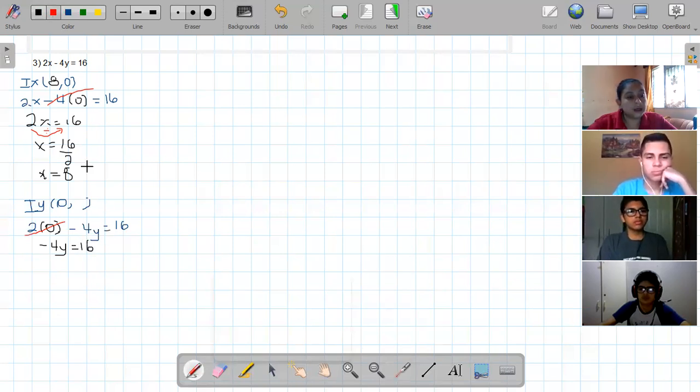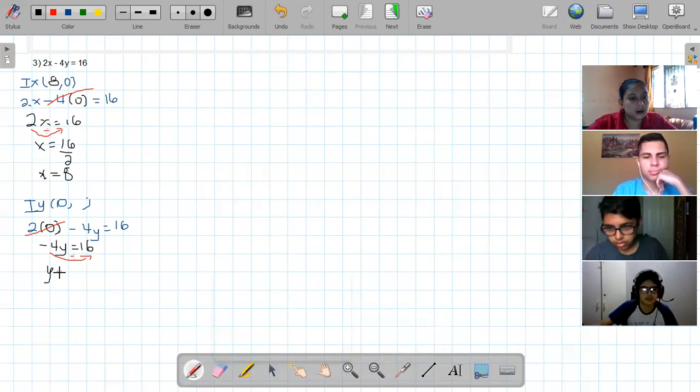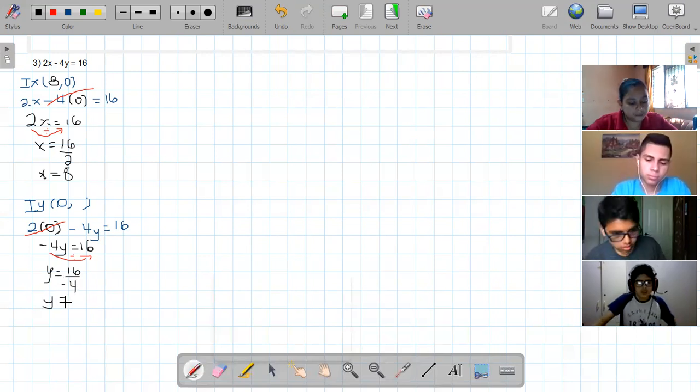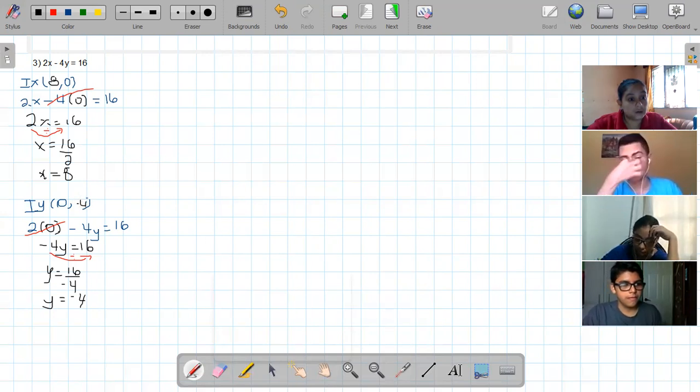We leave the variable completely alone, therefore this number goes to the other side. How? Dividing. Dividing, very good. I don't want to see anyone saying that it goes adding because it's positive. No, it goes dividing because it's multiplying. So y is equal to 16 divided by -4. How much is 16 divided by -4? -4, very good, Genesis. And that's the number that I'm placing over here, -4. Now I'm ready to graph.